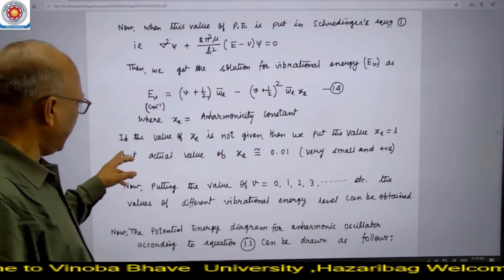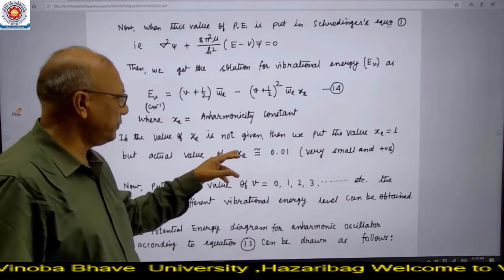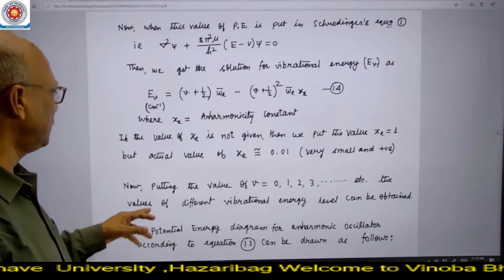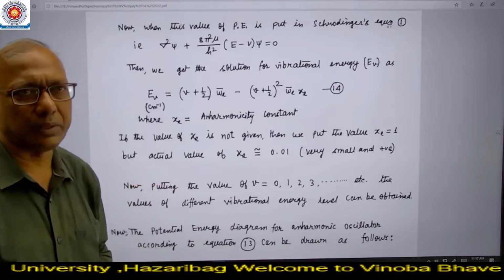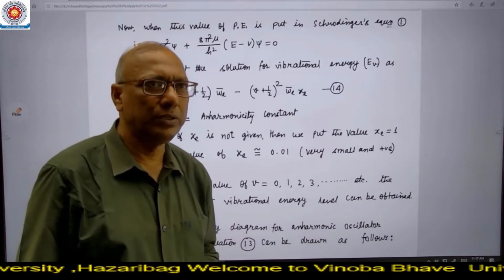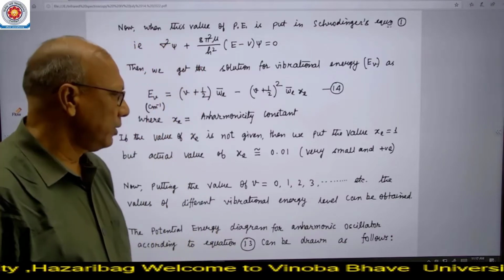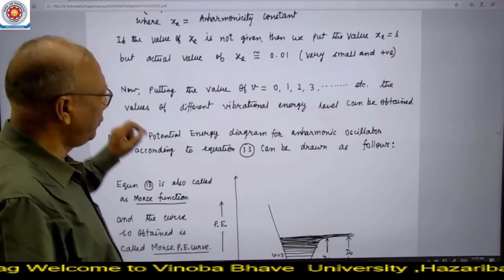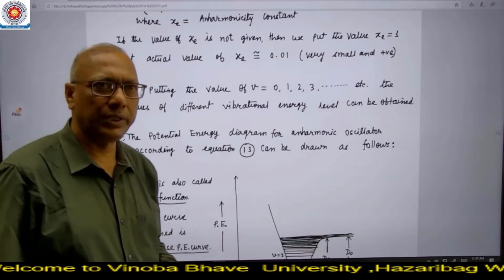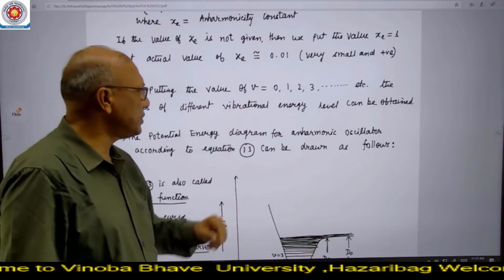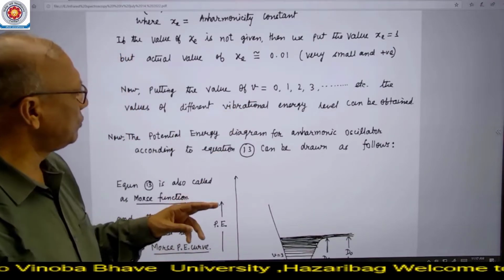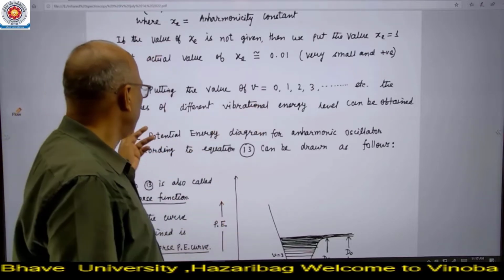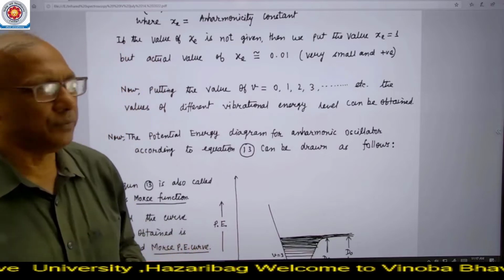The value of this xe is not always given. If the value of xe is not given, then we put the value of xe equal to 1, but the actual value of xe is approximately equal to 0.01, which is very small and is a positive value. Now putting the value of V equal to 0, 1, 2, 3, etc., here V is the vibrational quantum number. If you put the value of the vibrational quantum number equal to 0 or 1 or 2 or 3, we will get the different values of vibrational energy level.